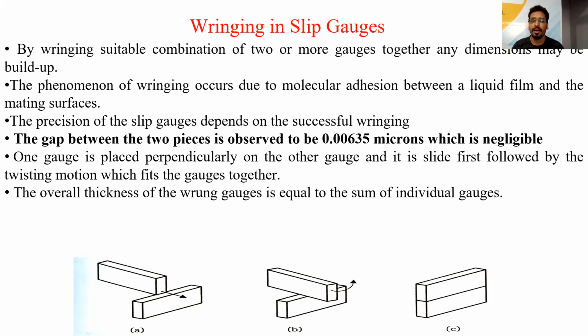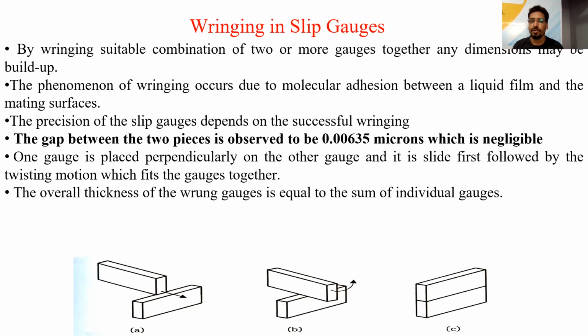The phenomenon of wringing occurs due to molecular adhesion between a liquid film present on the slip gauge and the mating surfaces. It means the sticking of the slip gauge takes place due to molecular adhesion between the liquid film and the mating surface. The precision of the slip gauge depends on successful wringing. If your wringing is very good, you have joined two slip gauges with the wringing property.